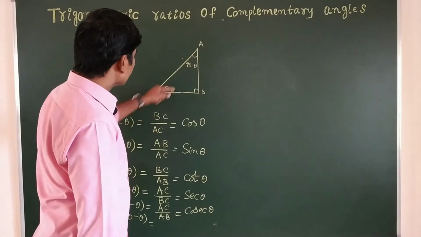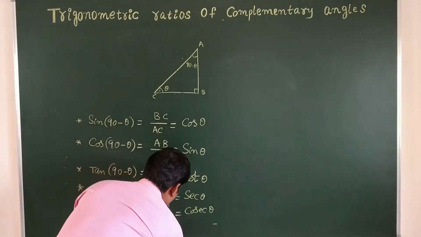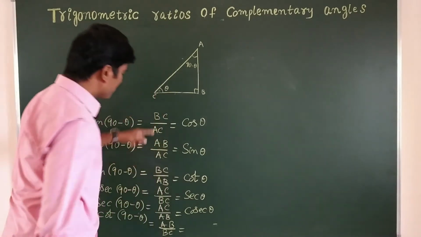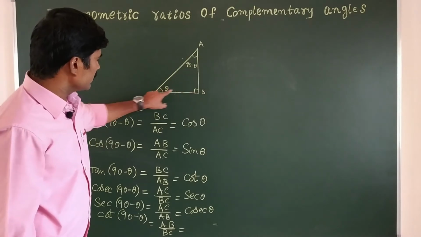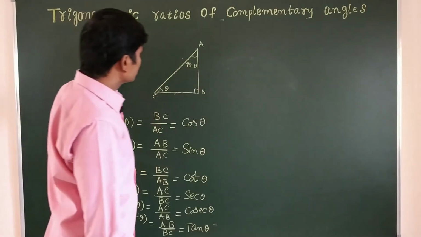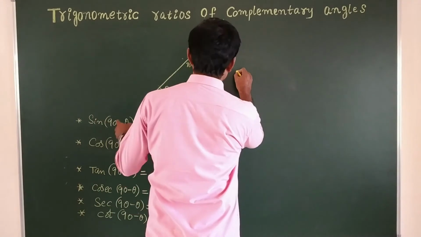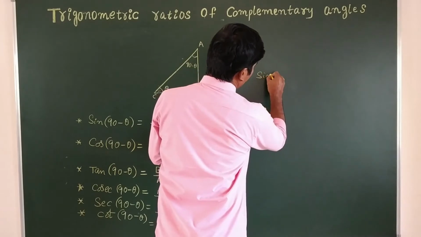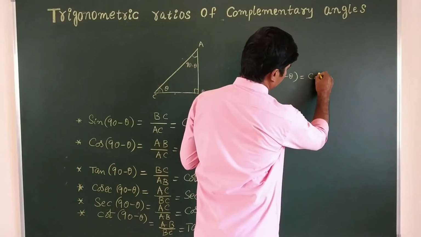Cot 90 minus theta is adjacent side by opposite side, that is AB by BC. Comparing with theta, AB is the opposite side and BC is the adjacent side. Opposite side by adjacent side means tan theta. These are the trigonometric ratios of complementary angles. That is, we recall that sin 90 minus theta is equal to cos theta.